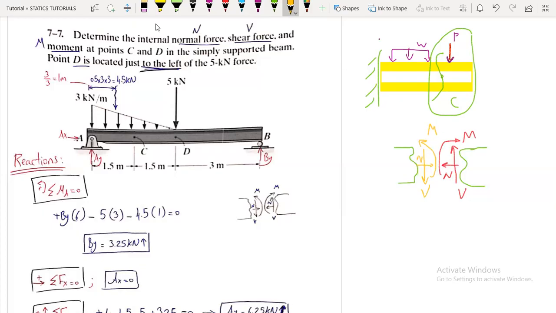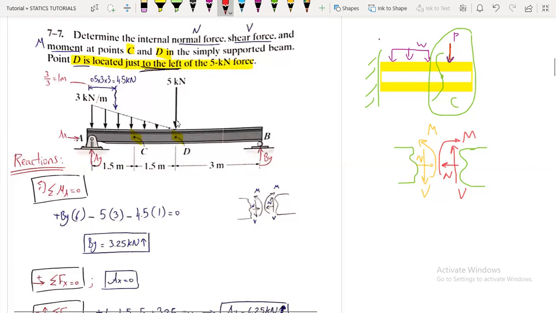So we can start now our first problem. Determine the internal normal force, shear force, and the moment at points C and D. So here is our point. We'll take the cuts at points C and D. And it is a simply supported beam. Point D is located just to the left of the 5 kilonewton force.